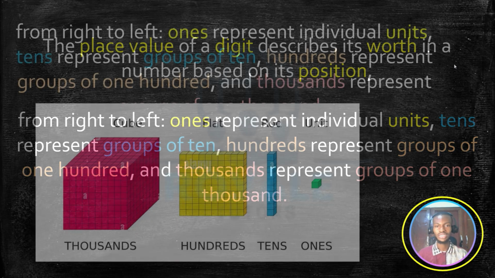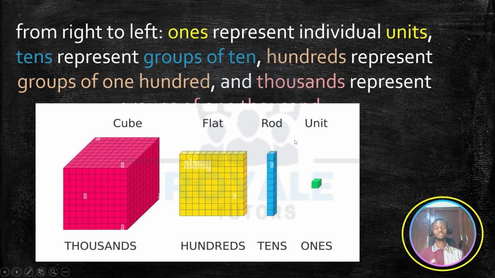Now let's get to understand it better. Look at this figure or this shape. From the right to the left, we have the units, that is ones, just individual units called ones. Then to the next one, we have the rod that looks like the tens, because you can see 10 ones in a unit of tens.